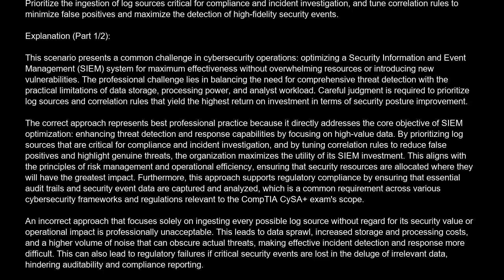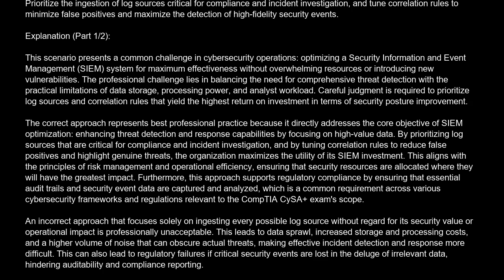This aligns with the principles of risk management and operational efficiency, ensuring that security resources are allocated where they will have the greatest impact. Furthermore, this approach supports regulatory compliance by ensuring that essential audit trails and security event data are captured and analyzed, which is a common requirement across various cybersecurity frameworks and regulations relevant to the CompTIA CySA+ exam scope.